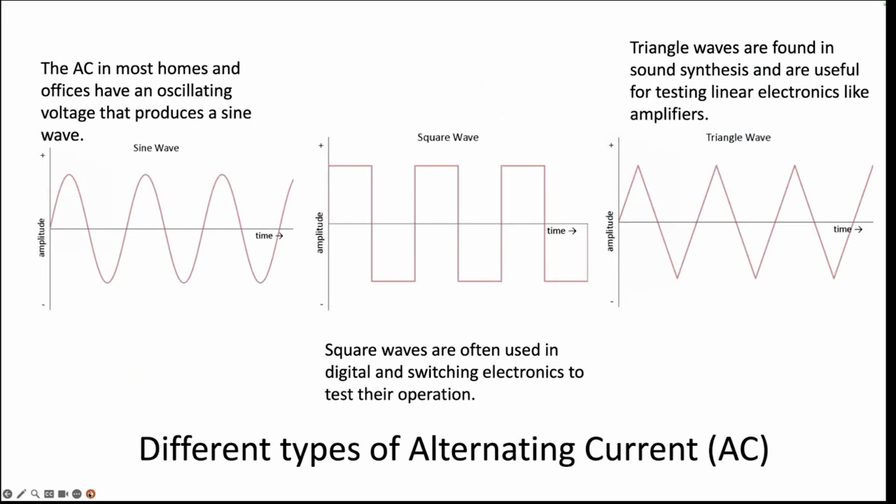All right, so there are different types of alternating current. AC in most homes looks like this: oscillating voltage that produces a sine wave. Square waves are often used in digital and switching electronics to test operations, and triangular waves are sometimes used for other things. But generally, we're using this kind of AC.